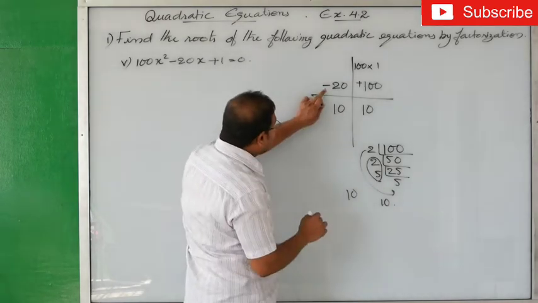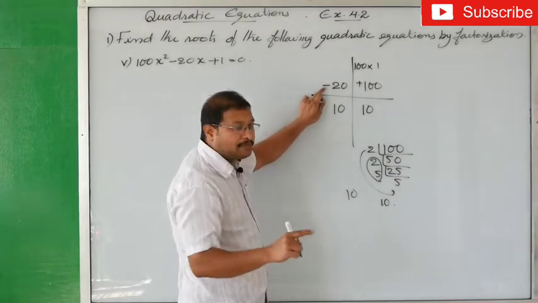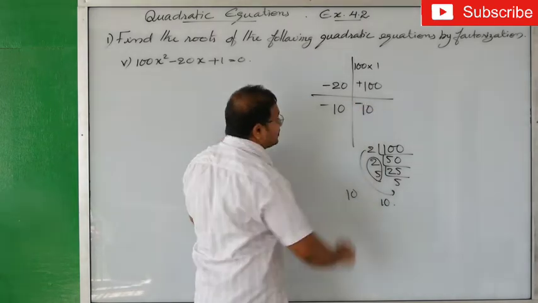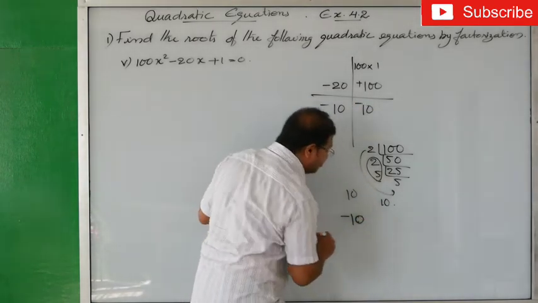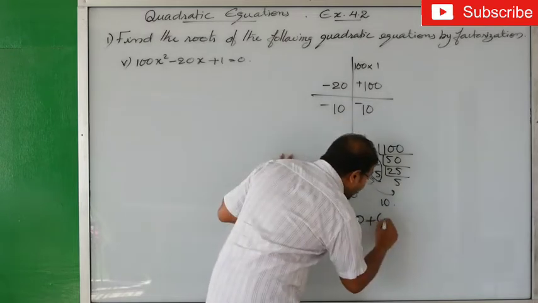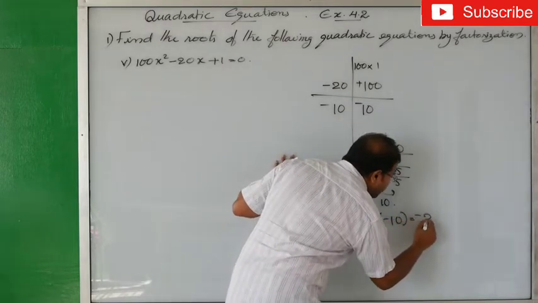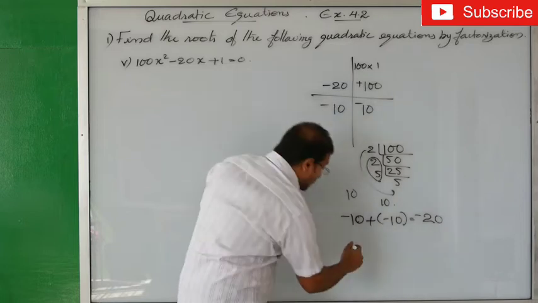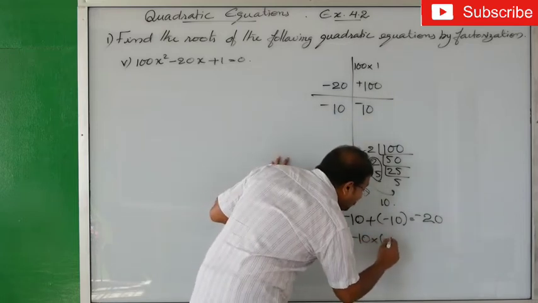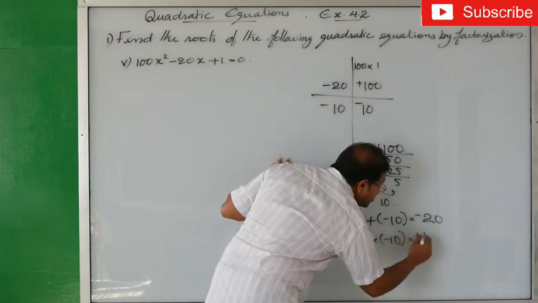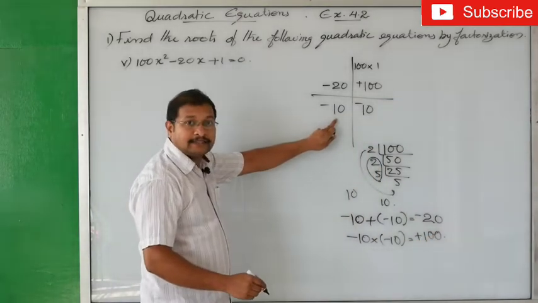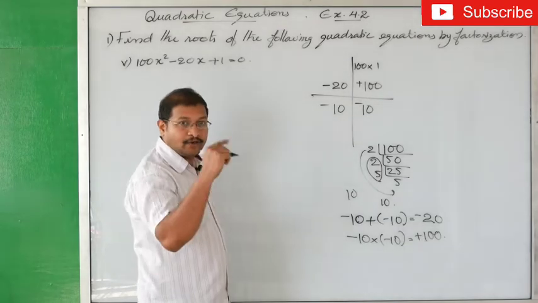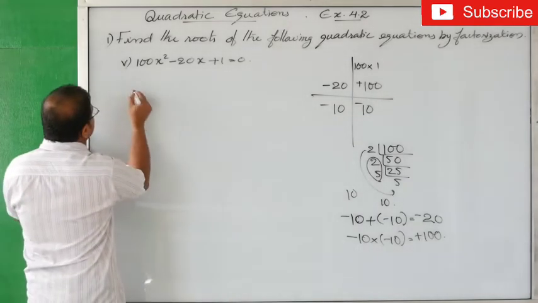And we know that the addition sign is minus, meaning both numbers are minus. Ready? Because minus 10 plus minus 10 equals minus 20. Yeah, minus 10 into minus 10 equals plus 100. So the numbers are minus 10 and minus 10. Is it okay? Now, solution.